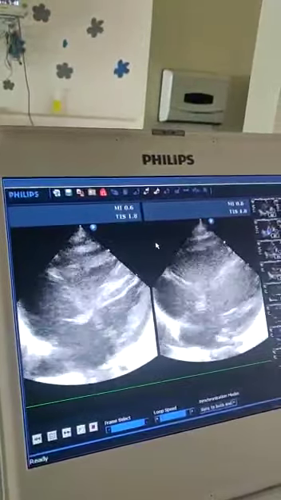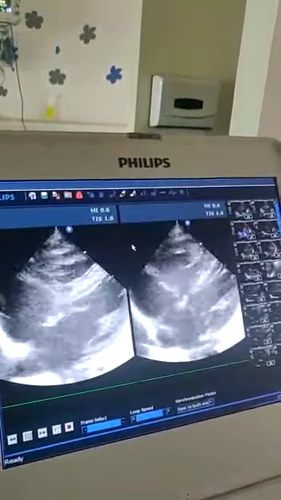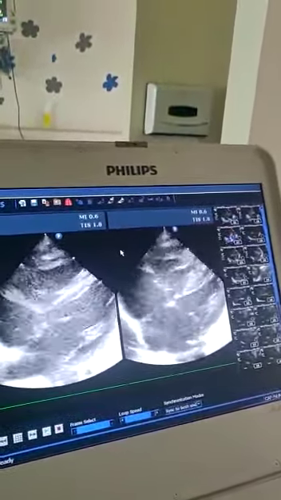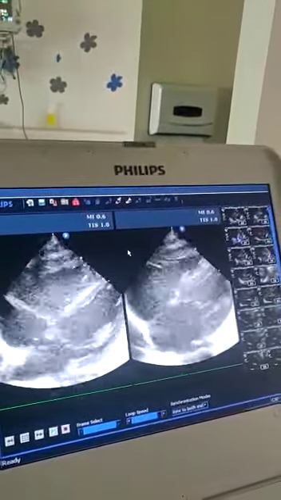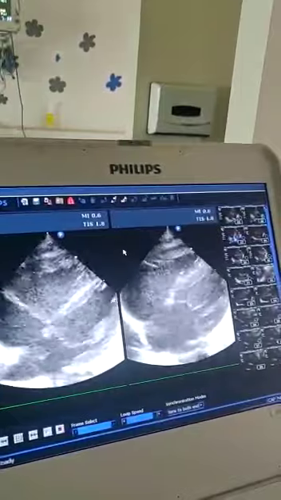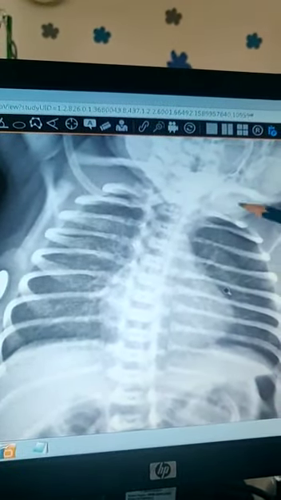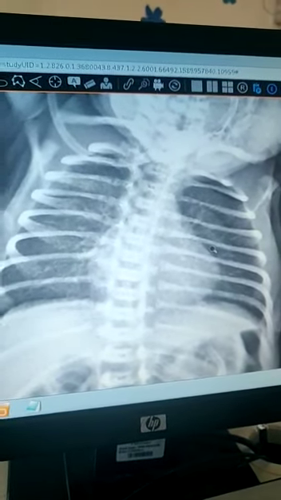In addition to that, conventionally, in all babies with respiratory distress, we look at the chest radiography. On chest radiography, I can demonstrate important signs of tetralogy of Fallot in this neonate. This is the chest radiography of the same neonate. Here you appreciate two important things.